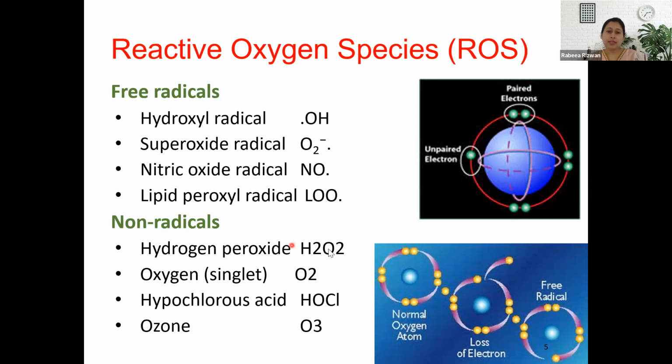However, non-radicals can have a negative ion because they have no unpaired electron, but they are highly oxidative and highly reactive oxygen species. They are unstable, and as a result of their reactions they produce more free radicals and reactive oxygen species that cause oxidative damage to the normal cells of our body, and that's why they also come in the category of reactive oxygen species.